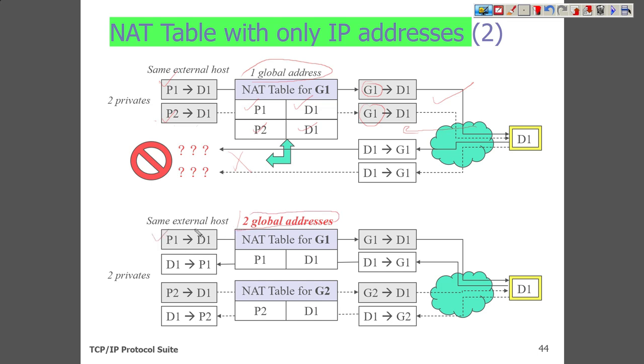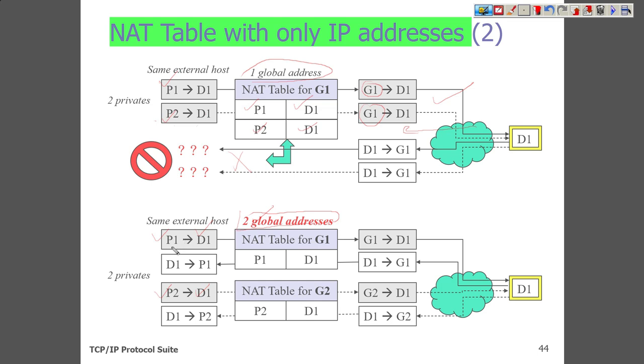So P1 wants to connect to D1, okay, and P2 also wants to connect to D1. So now it will connect the table for each public IP. Earlier we had only one table because we had only one public IP. Now we have two public IPs, so we have two tables that need to be maintained.